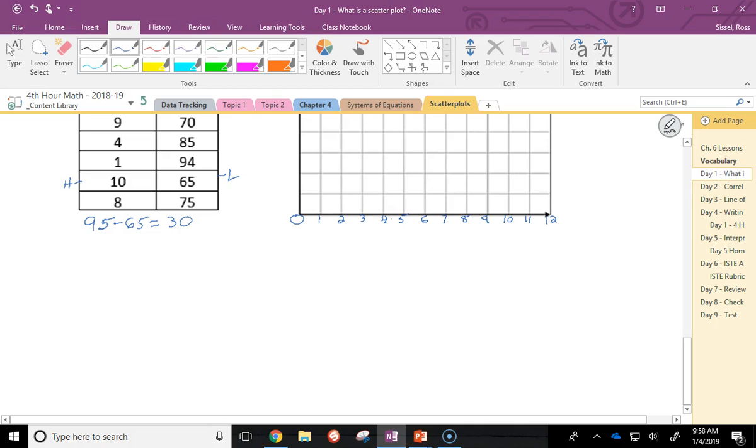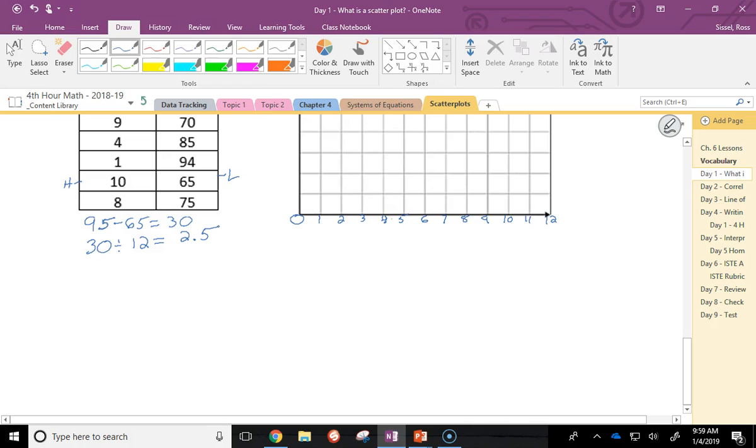Now, if my range is 30, I want to take my range, 30, and divide it by how many lines we have to graph on. And we have 12. So if I did 30 divided by 12, you get 2.5. I've already done the math. So 30 divided by 12 is 2.5. That tells me my scale, the space between each line: I'm going to go up by 2.5. But here's the nice thing. I don't have to use it.